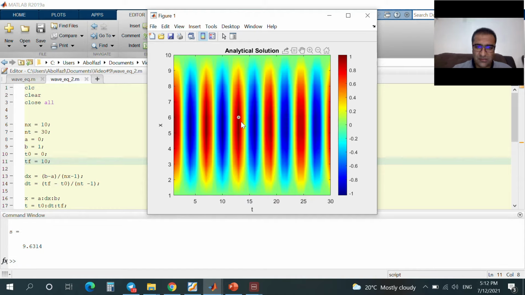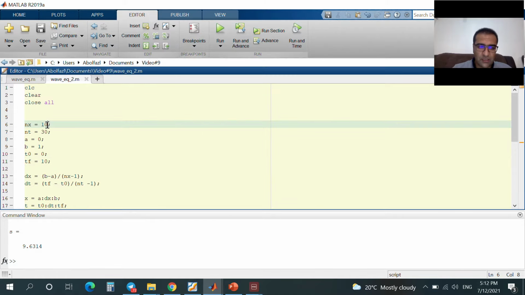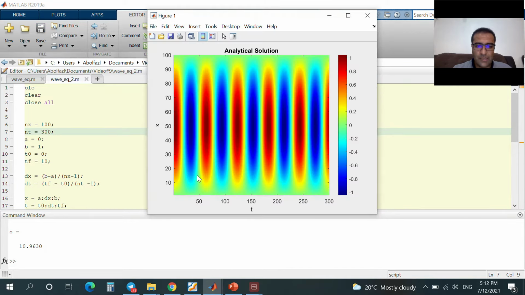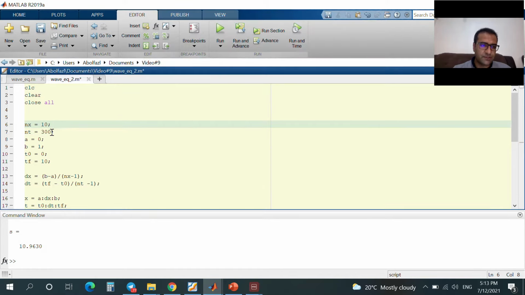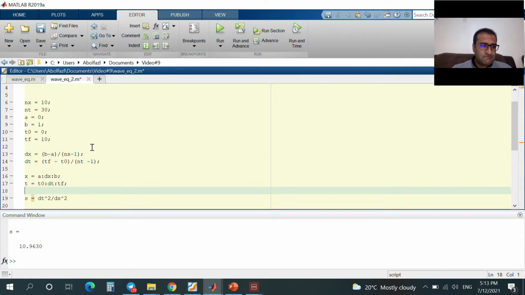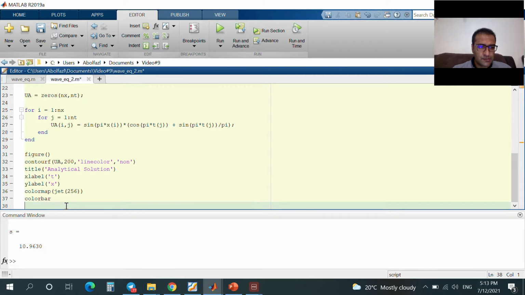And you see here the quality is not very good because we can increase the quality just by increasing our number of grid. 100 and 300. Press F5 one more time. Okay, you see. Okay, for simplicity, let's start with a small number of grid. 10 and 13. Okay. And ND, DT, T, I think everything is okay.